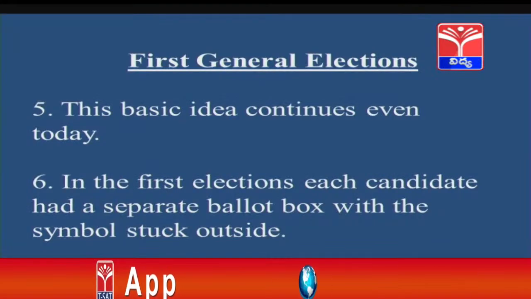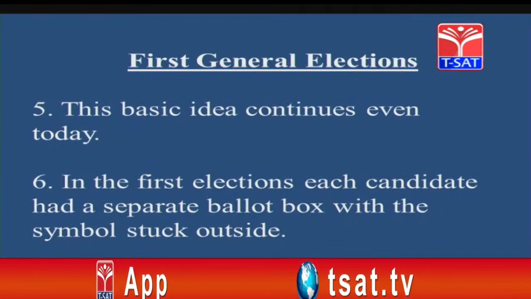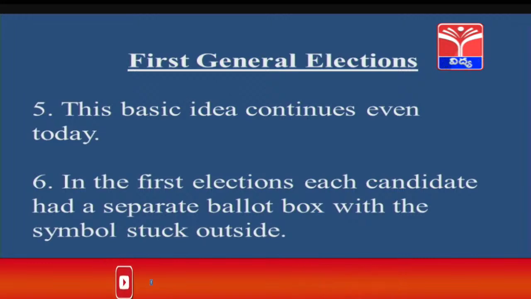In the first elections, each candidate had a separate ballot box with the symbol stuck outside. Every candidate who was contesting had a separate ballot box. If I want to vote for a person, I have to select the box and put my vote. But now only one box is kept and everyone puts their ballot papers in that box, whereas those days different ballot boxes were kept.